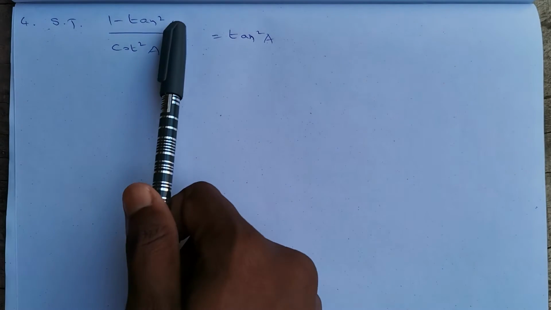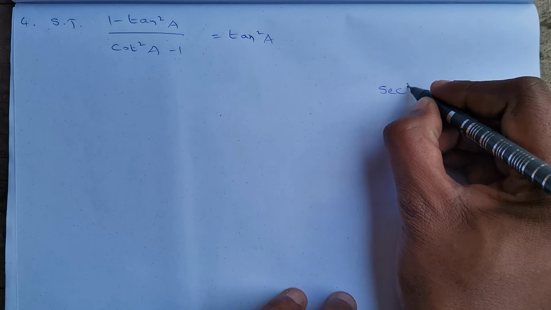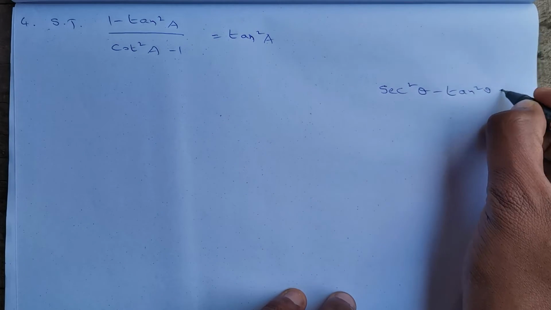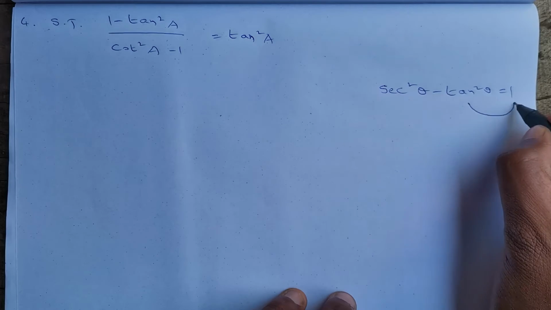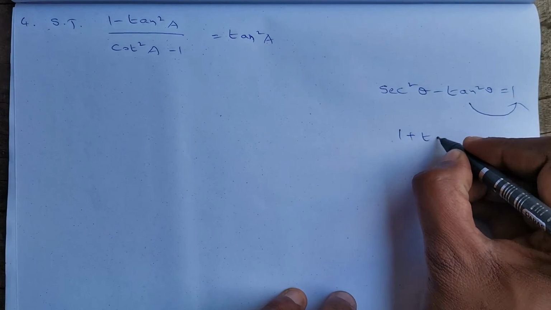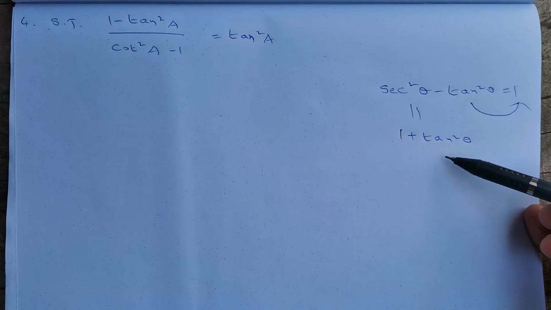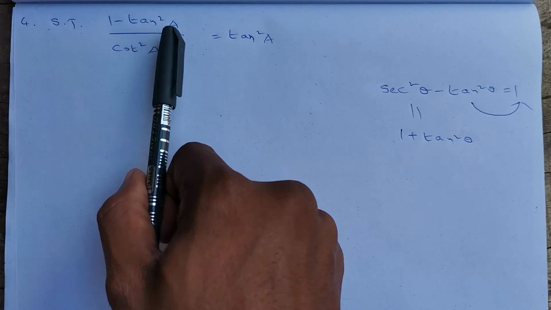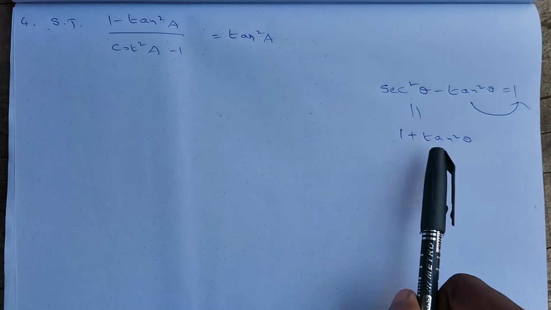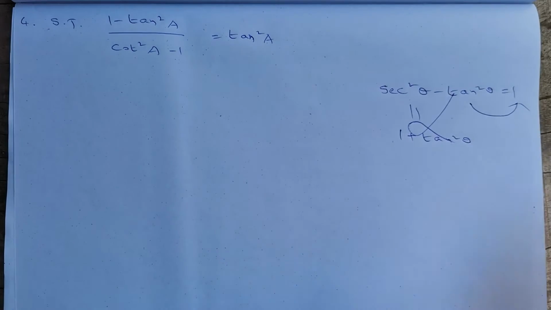Next, question number 4. Show that (1 minus tan square A) divided by (cot square A minus 1) is equal to tan square A. Here cot square and tan square are there. So first of all, we need to check if there is any possibility to apply the identities. The second identity we have is secant square theta minus tan square theta is equal to 1. If I take this minus tan square theta, we will get 1 plus tan square theta, which is equal to secant square theta. Here we have 1 minus tan square theta, but according to our identity it is 1 plus tan square theta. So the identity is not applicable.